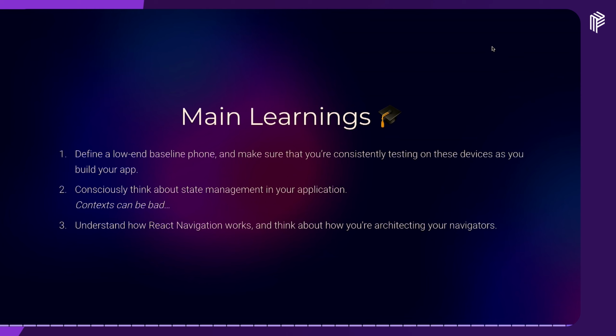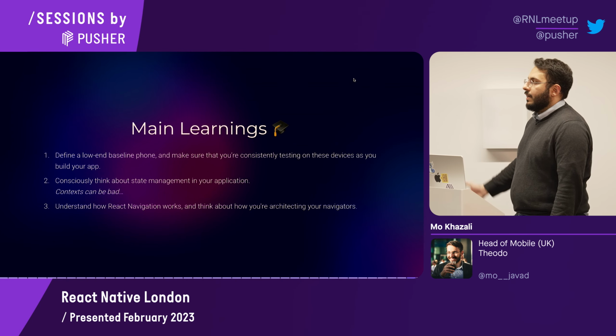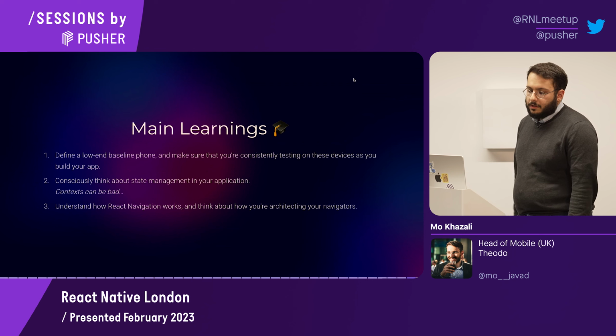So it's good to take a little bit of time, analyze what phone might be a good baseline phone for you, use that for performance testing, and make sure that you are consistently testing throughout this process. You don't want to be scrambling like we did at the very end, trying to get your app working on low-end phones.